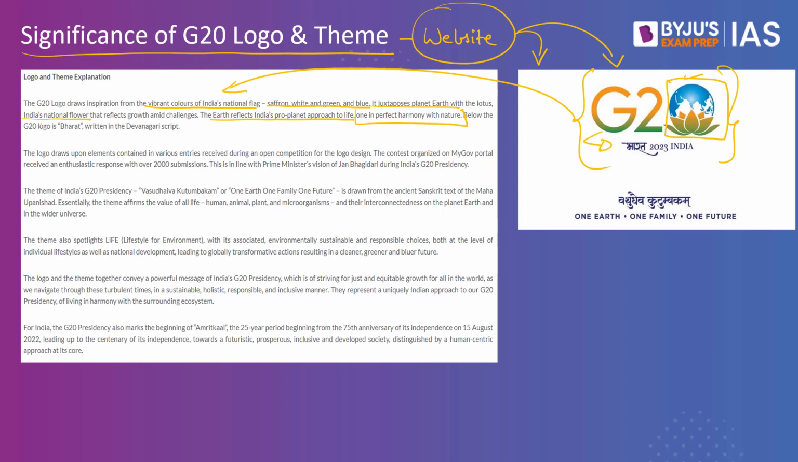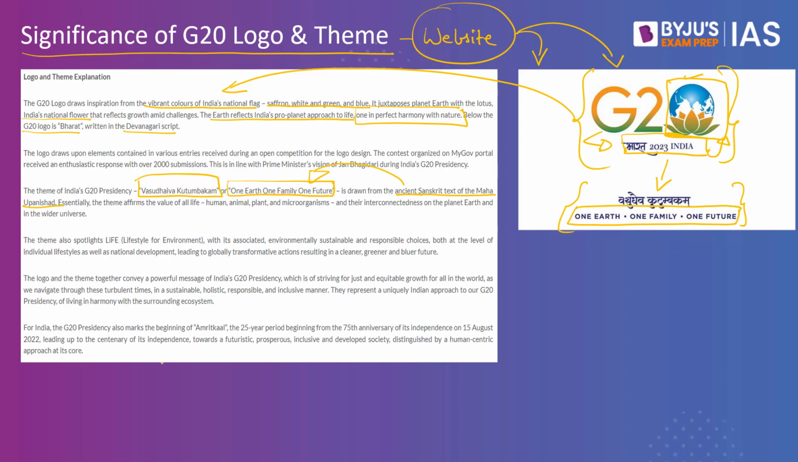Below the logo, Bharat has been written in Devanagari script, along with the year 2023, and India being mentioned, to highlight the country as the presidency of G20. The logo also mentions Vasudhaiva Kutumbakam, drawn from the ancient Sanskrit text of the Maha Upanishad, which symbolizes India's ancient and modern vision of treating the whole earth as one family and to lead global common efforts towards a vibrant future.